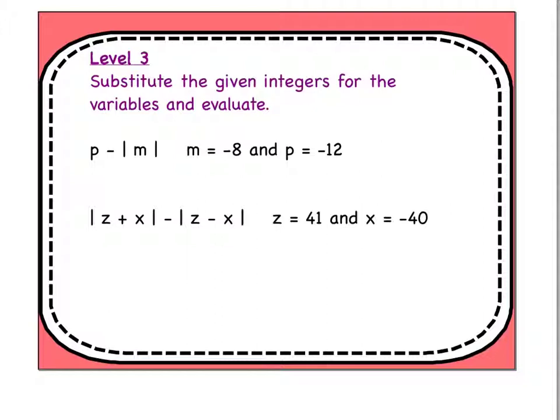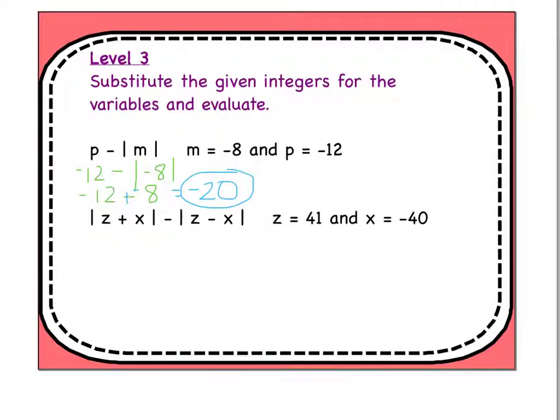Level 3 says to substitute the given integers for the variables and evaluate. So this time we have to plug in the numbers and then solve. So p is negative 12 minus the absolute value of negative 8. So we have negative 12 minus 8. We'll keep it, change it, flip it. Negative 12 plus negative 8 is going to be negative 20.